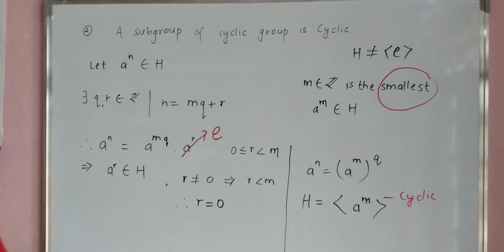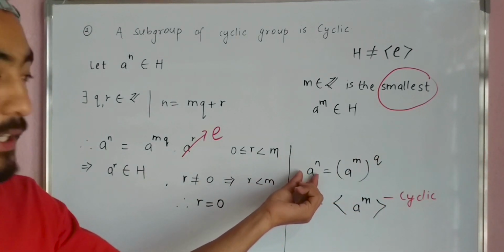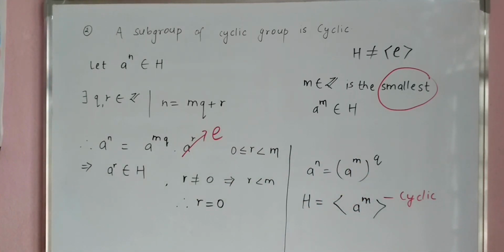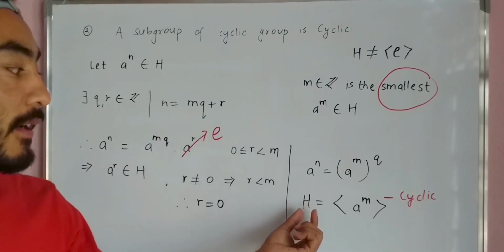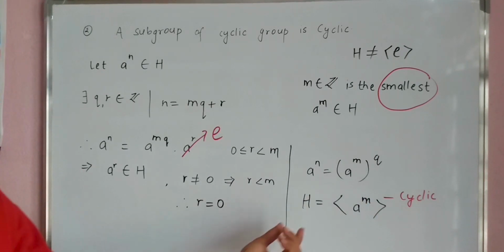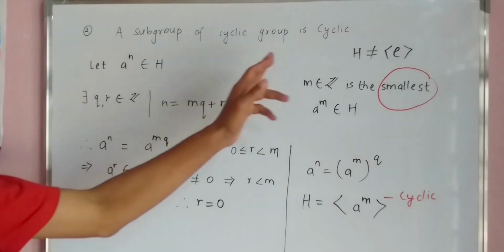This shows a to the power n is generated by a to the power m, and this is true for all the elements of H. That means H is generated by a to the power m, therefore H is cyclic, and any subgroup of a cyclic group is cyclic.